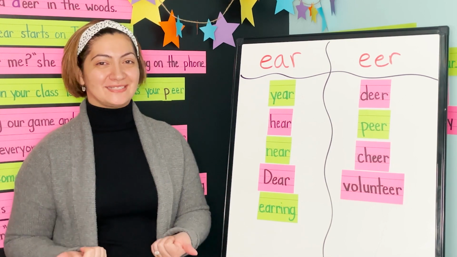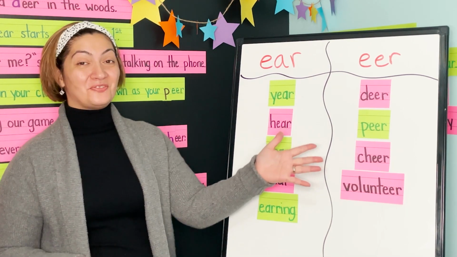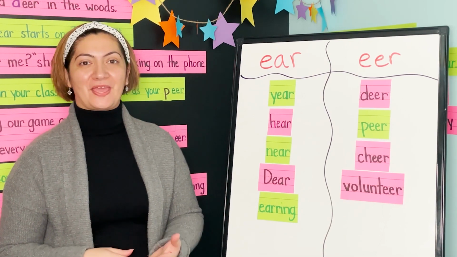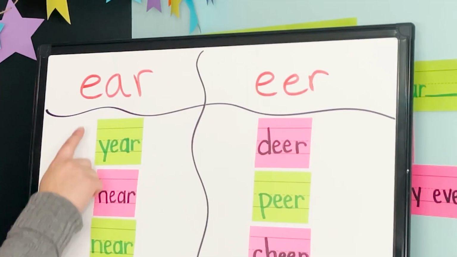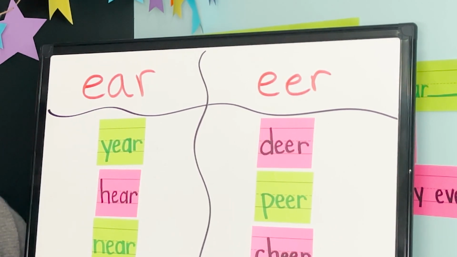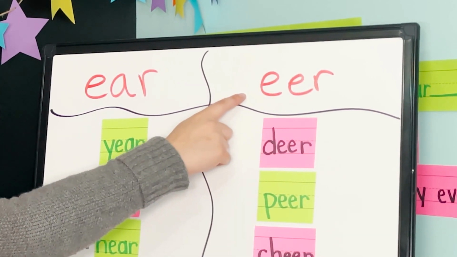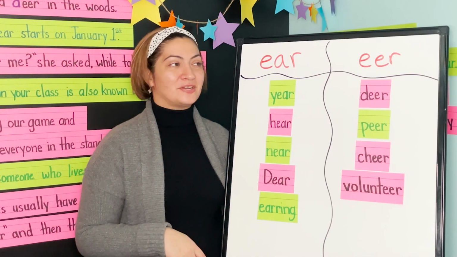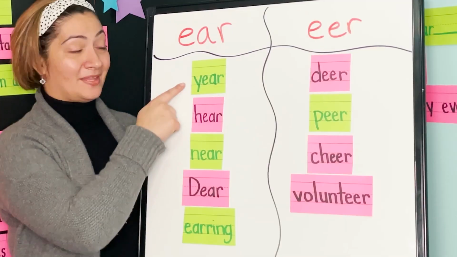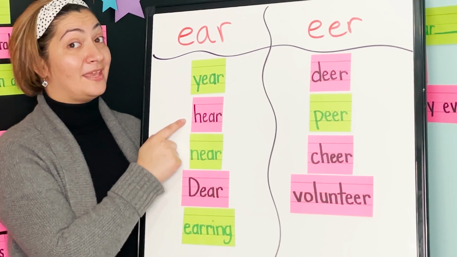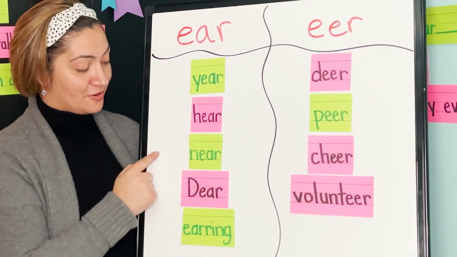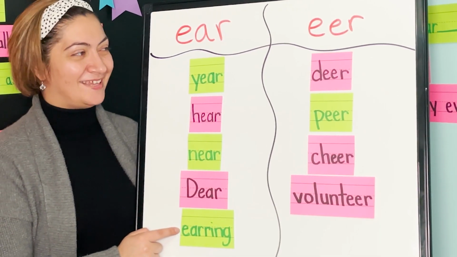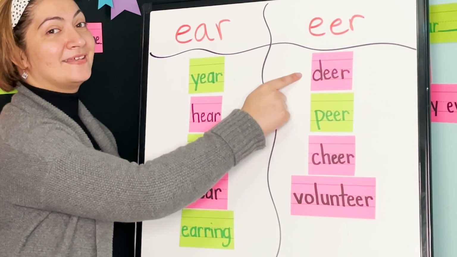Great work with those sentences, scholars. So I have all the words that had the ear sounds in them right here on the board. They're sorted by their spelling because remember, E-A-R can represent the sound ear and E-E-R also represents the sound ear. Yeah, let's go ahead and reread the words that we had in E-A-R. Year, here, near, deer, earring. Nice. Okay, what about this side?